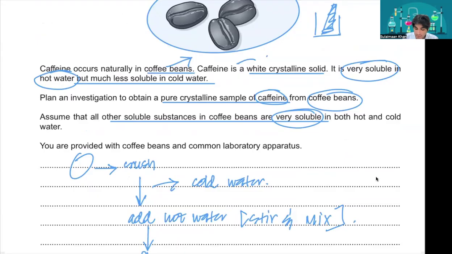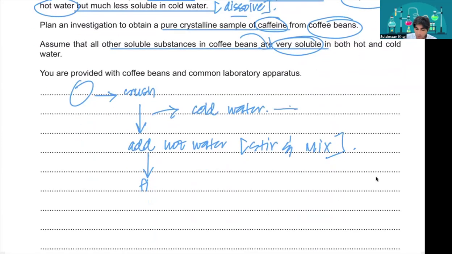Caffeine is very soluble in hot water, but less soluble in cold. Not all of the caffeine would dissolve in cold water, but all the other substances would dissolve. They are very soluble in both hot and cold water. So first you add cold water to ensure that everything else dissolves and the caffeine is left. And then after the cold water, you filter it out.